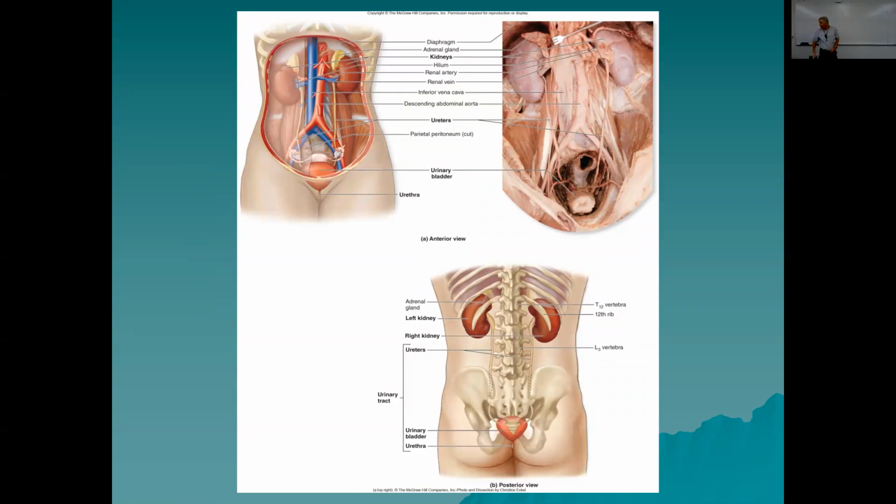So first we talk about gross anatomy, and there is first an anterior view of the kidneys. The renal glands are just superior to the kidneys. We have renal artery and vein, ureters going down to the urethra. And there's a posterior view in the lower right, and then there's an actual cadaver view, top right of this system.